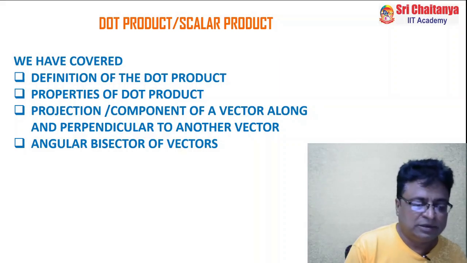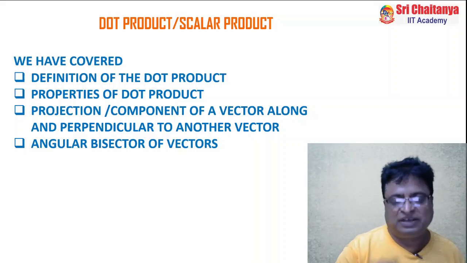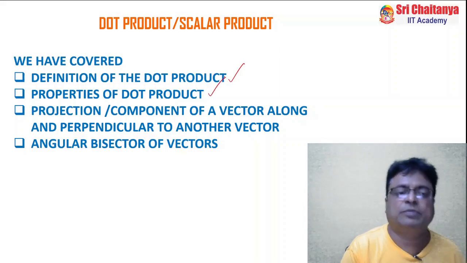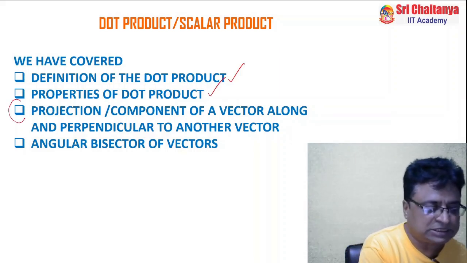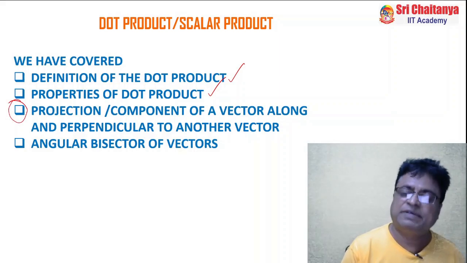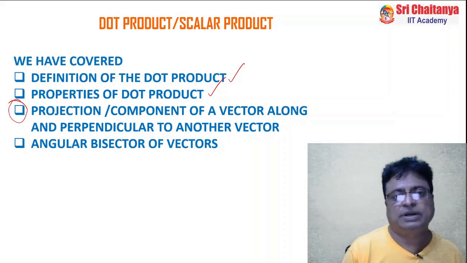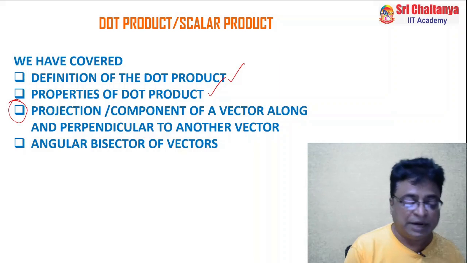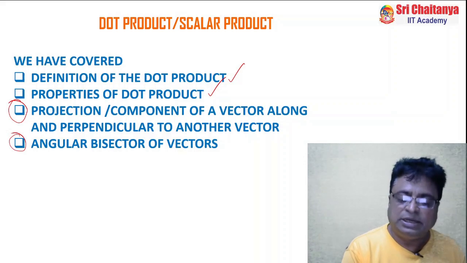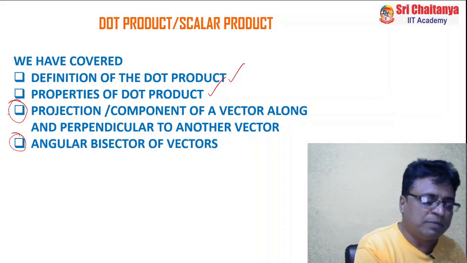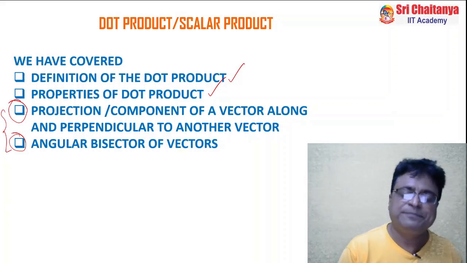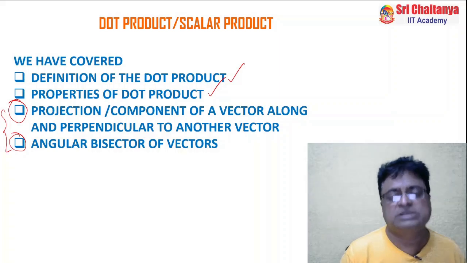Today, through this lesson on the dot product, I am giving the basic essence of the dot product: the definition of the dot product and its properties. And mainly, the important concepts in the dot product are projection and component of a vector: projection of a vector along a vector and perpendicular to the vector, and similarly the component of a vector. Moreover, another important point is angular bisectors, because in competitive examinations, problems were mainly repeated on these two particular areas. Before going to that, let me concentrate on the definition.